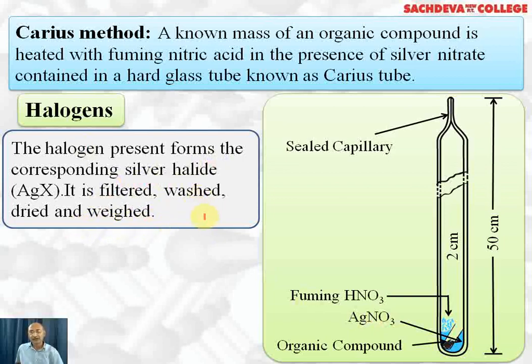Now, the halogens which are possible: if chloride ion is present, you will get a white precipitate of AgCl. If bromide ions are present, we will get a yellow precipitate of AgBr. And if iodide ions are present, we will get a dark yellow or greenish yellow precipitate of silver iodide. Fluorine cannot be estimated by this method because AgF is soluble in water and cannot be precipitated.